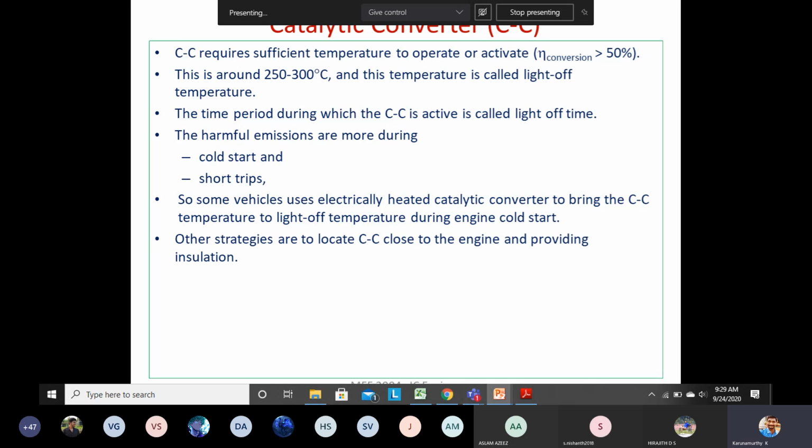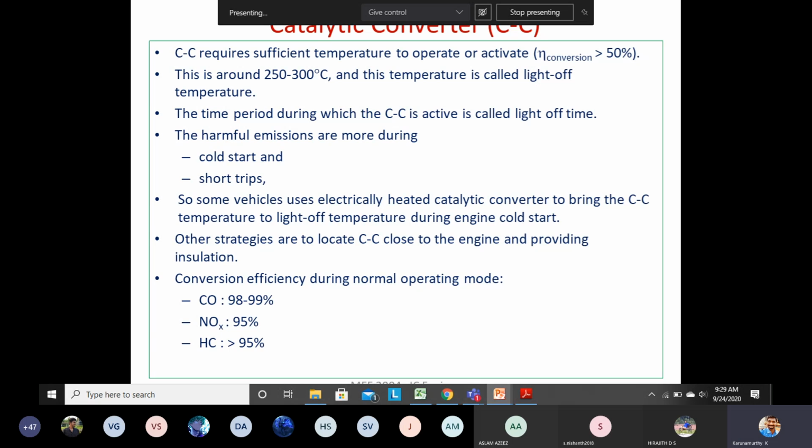So the other methods to improve the conversion efficiency of the catalytic converter: if you place the catalytic converter closer to the engine, then the temperature of the catalytic converter is going to be higher. At higher temperature it is going to perform well. Similarly, to prevent the loss of heat from the catalytic converter, we can provide insulation. When you have better insulation, the heat transfer from the catalytic converter to the surroundings is going to be less, and the temperature of the catalytic converter is going to be maintained above the light-off temperature. So thereby the conversion efficiency is going to be higher.